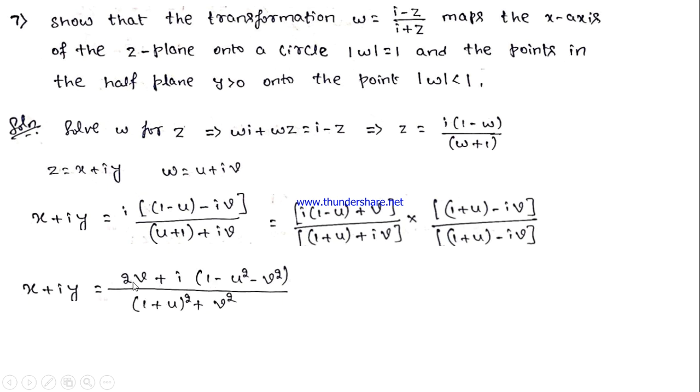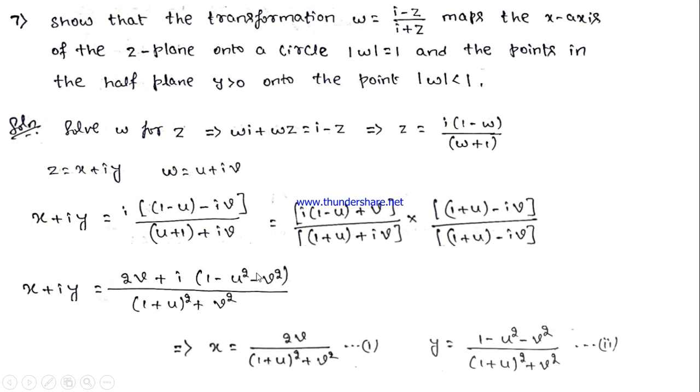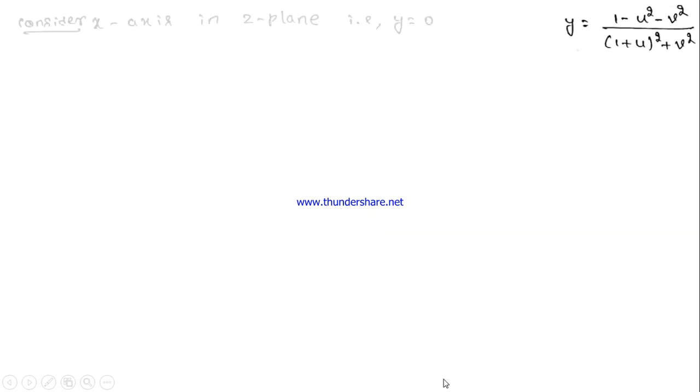Here the value of x is the real part and the value of y is given by the imaginary part, that is (1 − u² − v²) divided by ((1 + u)² + v²). So now, since we know the value of y, we can consider our first case, the x-axis in the z-plane. That is nothing but, as I have already told you, y = 0.